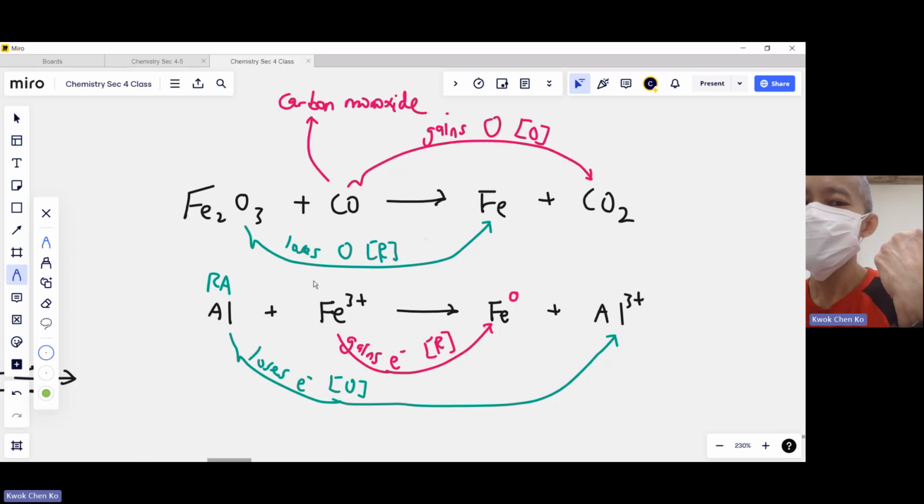But how do you determine who is the oxidizing agent and who is the reducing agent? Well, you can't write like that in the exam. Now it's very simple. You just say that the reducing agent is oxidized from Al to Al3 plus, and the oxidizing agent is reduced from Fe3 plus to Fe. That's how you explain it. Just don't be careless, that's all. It's easy to be careless.